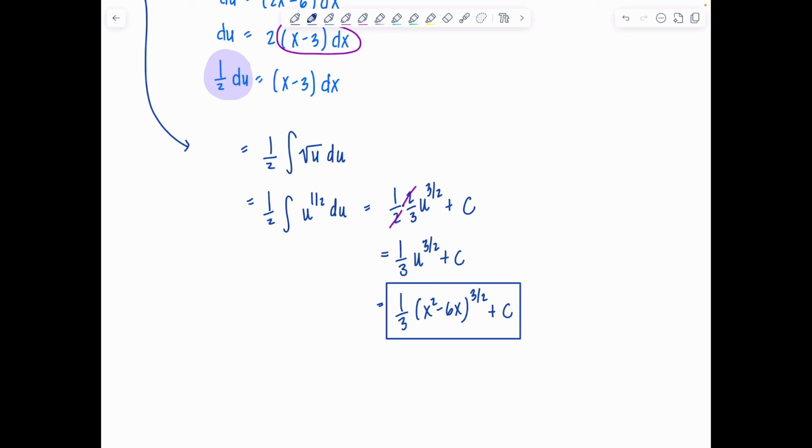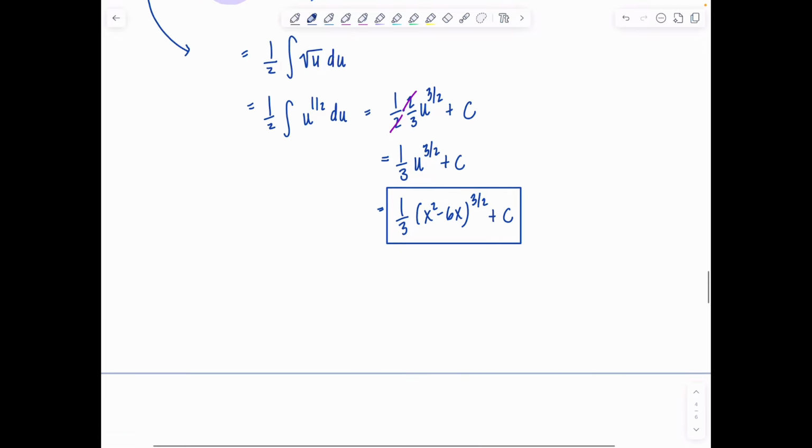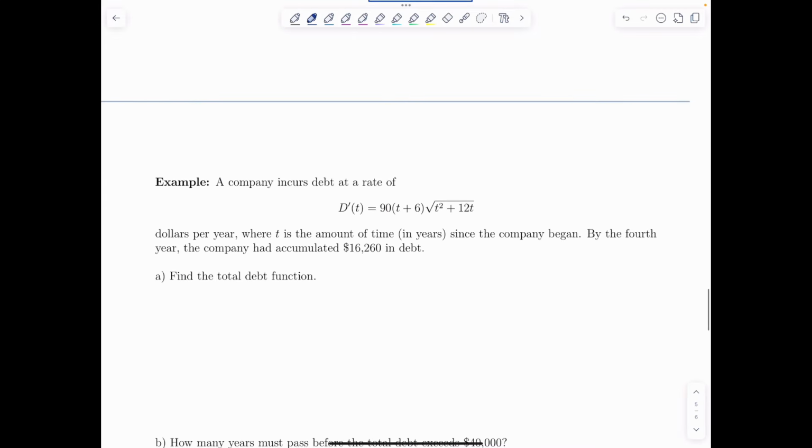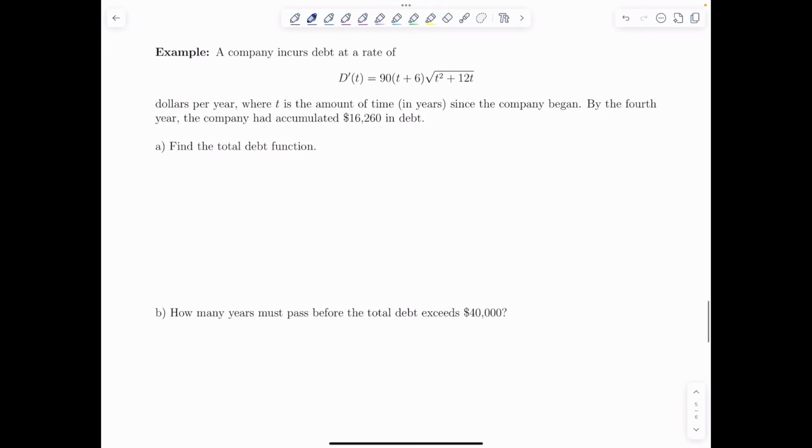Okay, here we go. Little application problem. A company incurs debt at a rate of D prime of t, which equals 90 times t plus 6 times the square root of t squared plus 12t dollars per year. T is the amount of time in years since the company began. So remember, derivatives give us instantaneous rate of change. This is the rate at which they're accumulating debt.